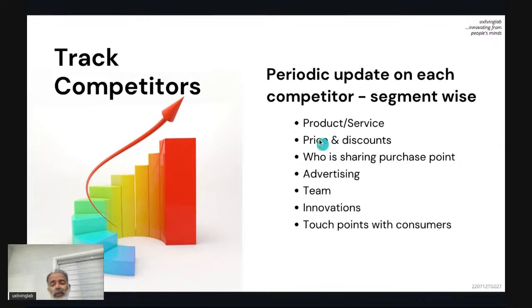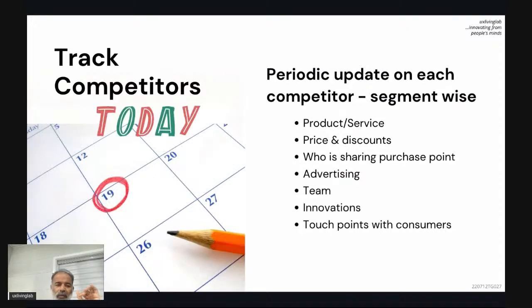Then you have to track these points continuously about each competitor segment wise, then keep a record. That is tracking. Okay, big companies will engage agencies. Big companies will do a detailed market research for that. But in your case, being a small brand, you have to do the effort and keep these on track, on records.